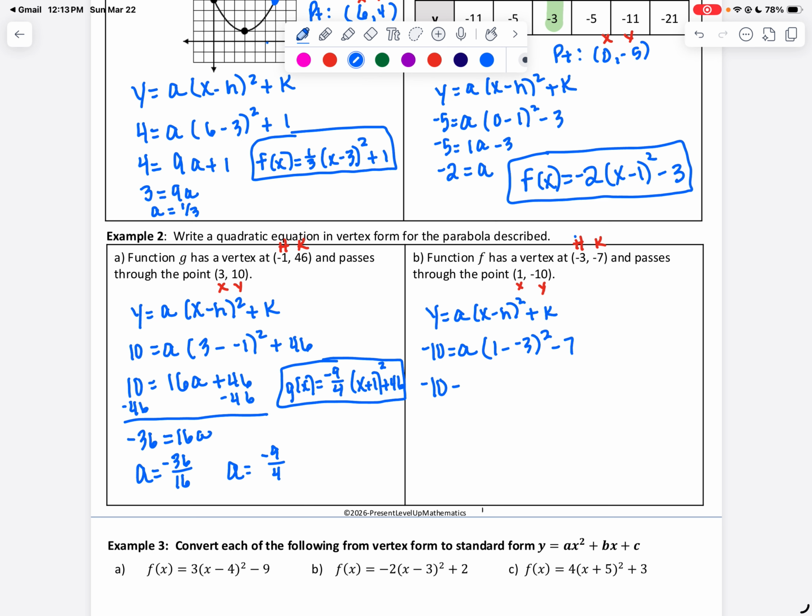Now I'm going to simplify this a bit. 1 minus -3 is the same thing as 1 plus 3, which is 4. And 4 squared is 16. So this is 16a minus 7. Now add 7 to both sides. So -10 plus 7 would be -3 equals 16a. And then divide. So a equals -3 over 16. So our final answer here is f of x equals negative 3 over 16 times (x plus 3) squared minus 7.